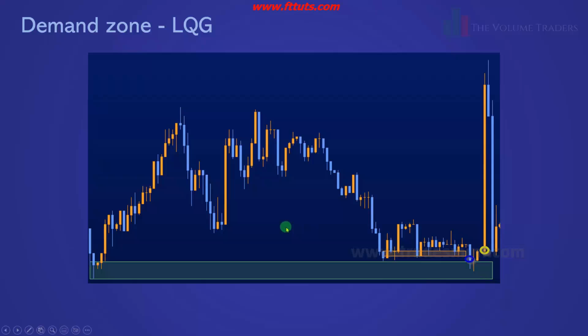Another example, a very hard move. I believe that there was news, some red folder, but also right above the demand, price created a support. It was sitting on a level. Again, liquidity grab. Aggressive entry could be right after breaking this imbalance, at the closure of this one candle.